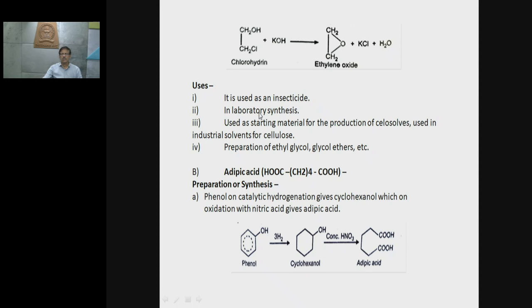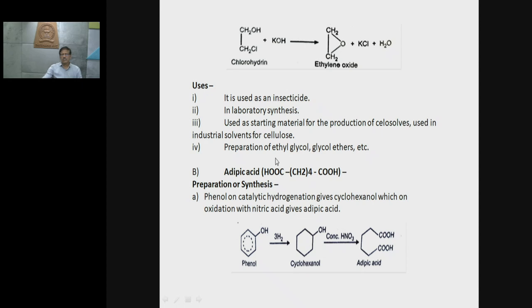See the uses of this ethylene oxide. This ethylene oxide is used as an insecticide. Ethylene oxide is used in laboratory synthesis. So many other chemicals are prepared by using ethylene oxide as a starting material. Ethylene oxide is used as a starting material for the production of cellosolves used in industrial solvents for cellulose. So this is one of the solvents, and for this solvent ethylene oxide is the starting material.